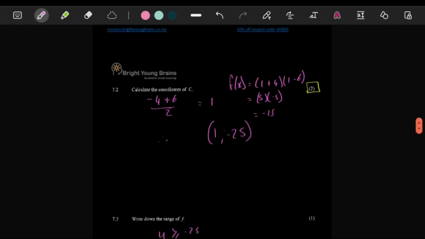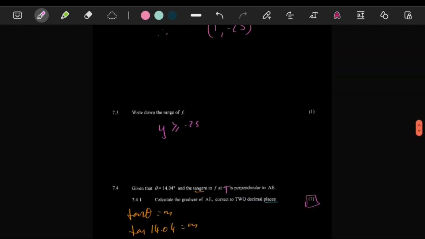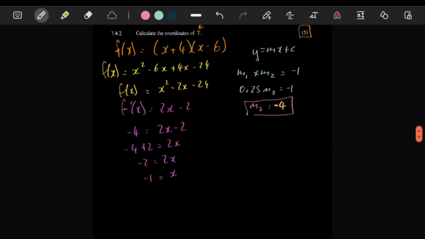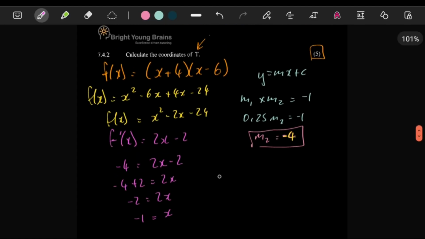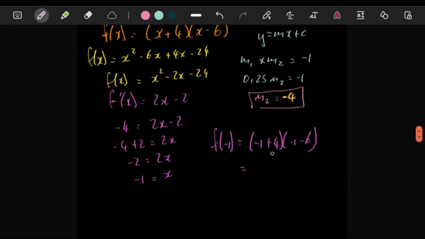The x value here is negative 1. So if you know that the x value is negative 1, you can always put negative 1 in the equation of your graph and then work it out. Let's see, negative 1 plus 4 is 3. Then it's negative 7 over there, and then negative 21.